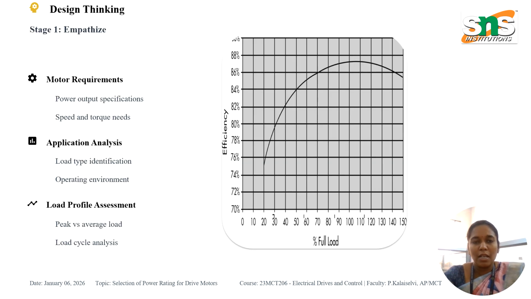Before selecting a motor, we have to follow the design thinking approach of 5 stages. The first stage is empathize. Here we must understand the motor requirement: the required power output, speed, and torque needs. Application analysis covers types of load, operating environment, load profiles, so peak load versus average load, and the nature of the duty cycle, which we had in previous classes. This step ensures we clearly understand the real operating condition.